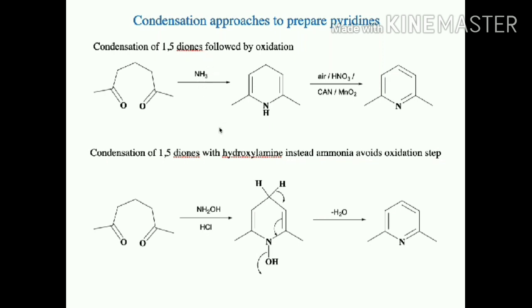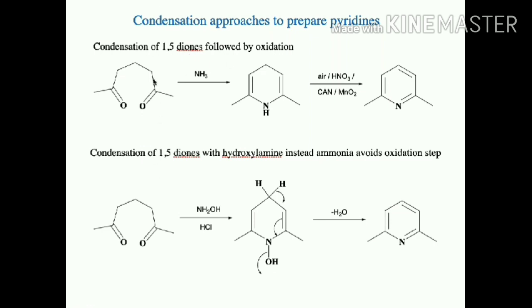If we want to avoid the oxidation step, then instead of using ammonia, if we use hydroxylamine, we can avoid the oxidation step. So the same 1,5-dione reacts with hydroxylamine, and it is going to form this intermediate, hydroxy dihydropyridine. It is going to lose a water molecule, so thereby we avoid the oxidation step. So this is the condensation approach to prepare pyridine from 1,5-dione.